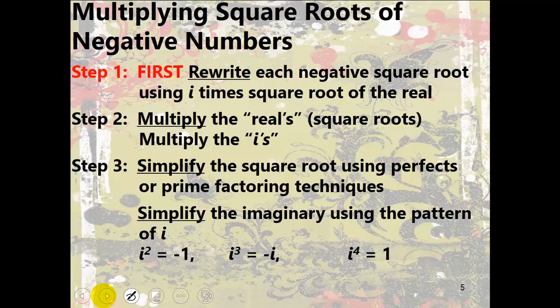Now we're going to multiply negative square roots together, and the key thing to remember is pull the i out before you do any multiplication. Then multiply the square roots together and simplify, multiply the i's together and simplify. Simplifying the square roots means finding all the perfects or prime factoring techniques. Simplifying the imaginary means using the pattern of i, where i squared is equal to negative 1, i cubed is equal to negative i, and i to the fourth is equal to 1.